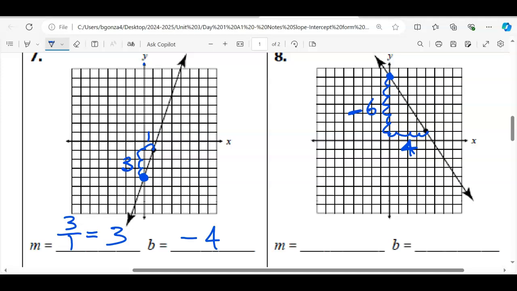All right. Now here's the deal. If you type that into Desmos, it'll reduce it for you. Or mental math, they're both even, they divide by 2. Either way, you get negative 3 over 2 for your slope.